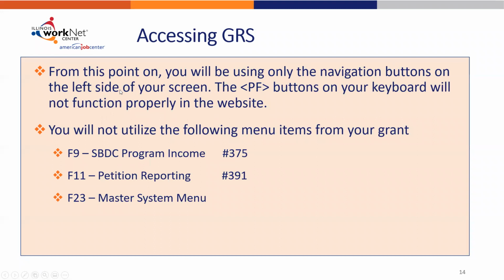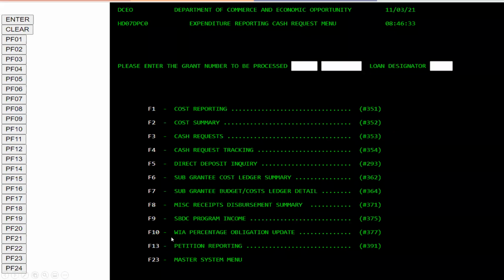All right, so from this point on, you'll be using only navigation buttons on the left side of your screen. The PF buttons on your keyboard will not function properly. And of the screens that I just showed you, the screens that you will not really have to use are the PF09 or the 375 screen, PF011 or the petition reporting, which is the 391 screen, or your master menu. So going backwards here, the screens you'll not use are the 391, which is the petition reporting, and then the 375, which is SBDC program income. And we'll go over the rest of these screens.